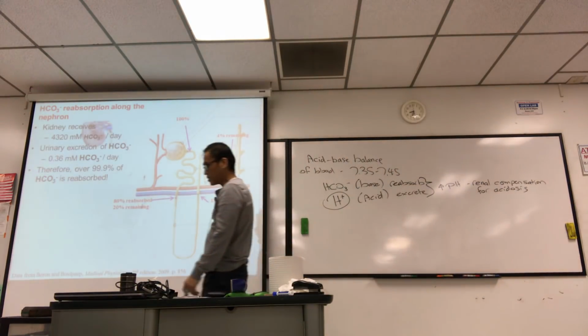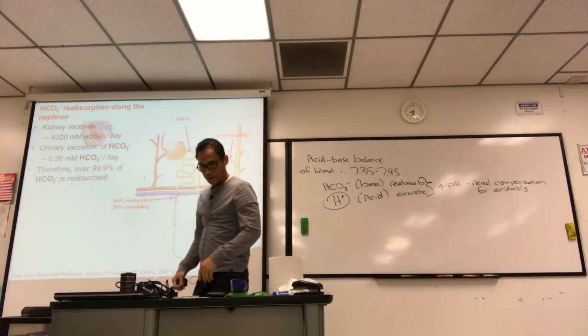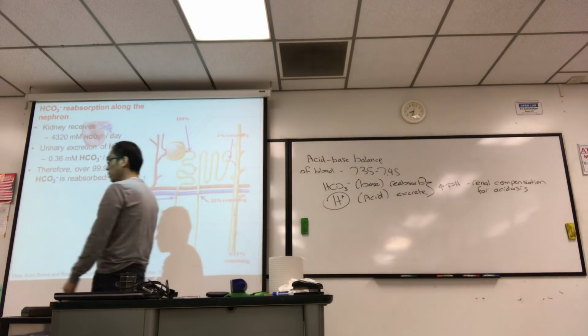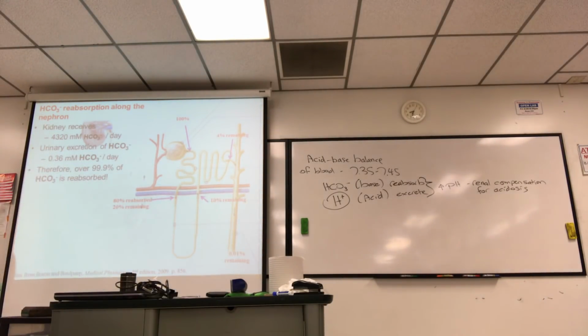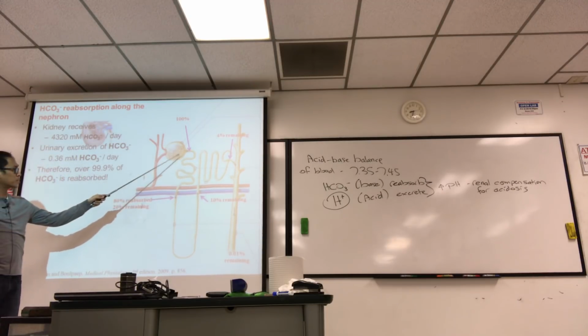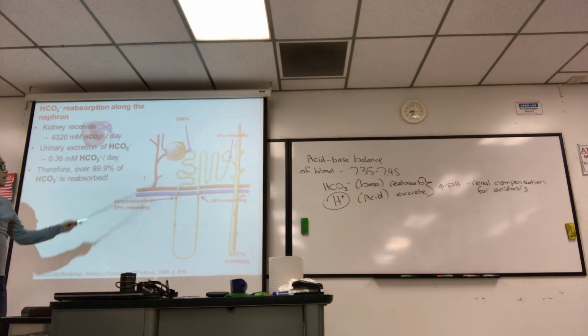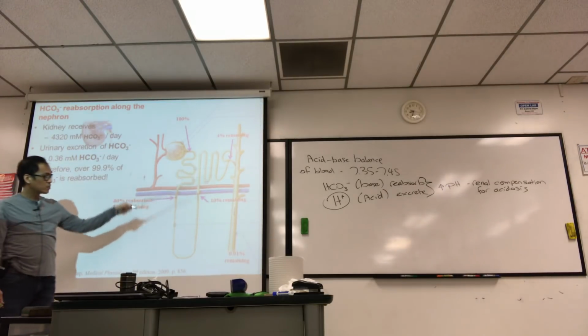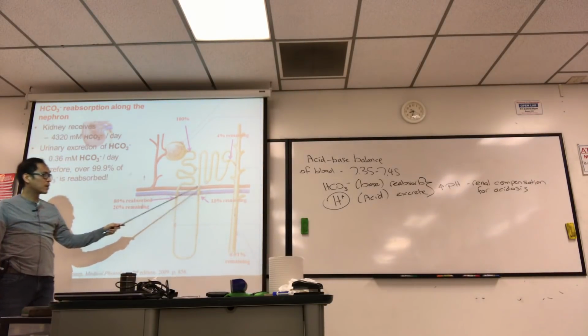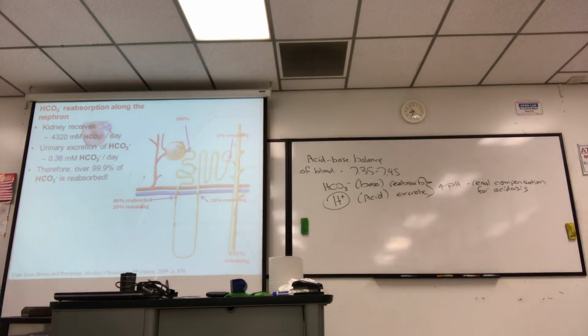So one thing to know is that the base is reabsorbed quite a bit. Because the kidney will receive 4320 amount of base, call that your 100%. And then you reabsorb it along the way, so you have very little remaining. So cells are very good at reabsorbing base. That's the point of that slide. And move on from that.